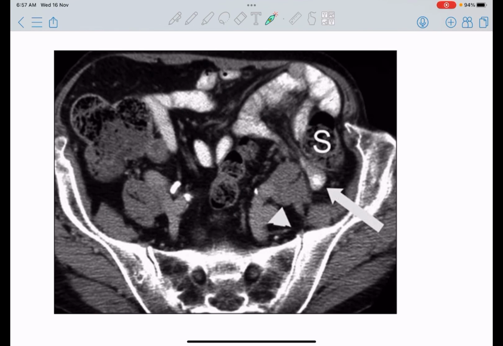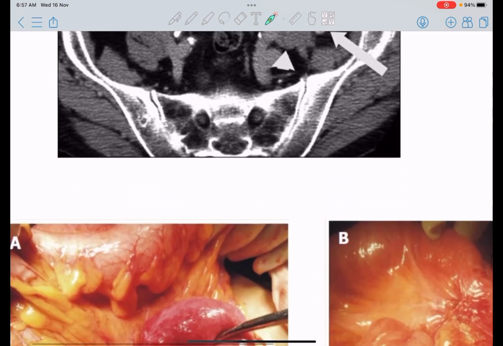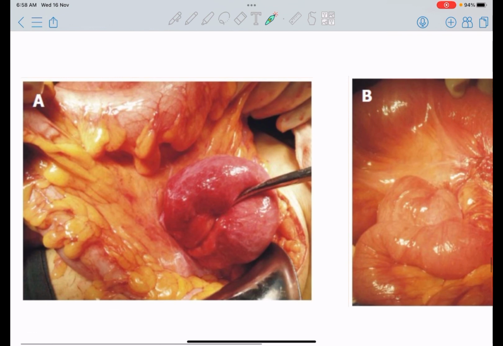If we take a look at the CT scan over here, we can see a loop of bowel has herniated through the sigmoid mesocolon, suggestive of transmesosigmoid hernia. Now let us try to understand how this hernia looks intraoperatively.